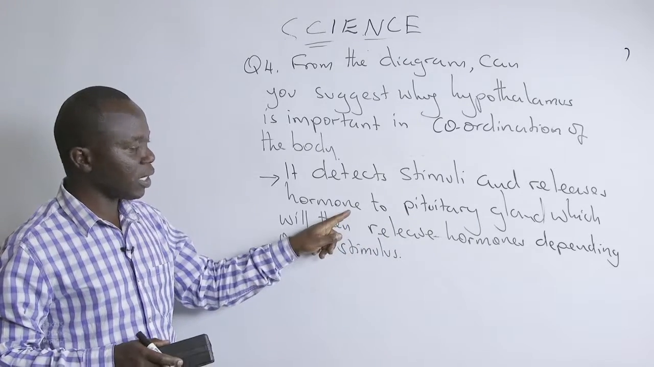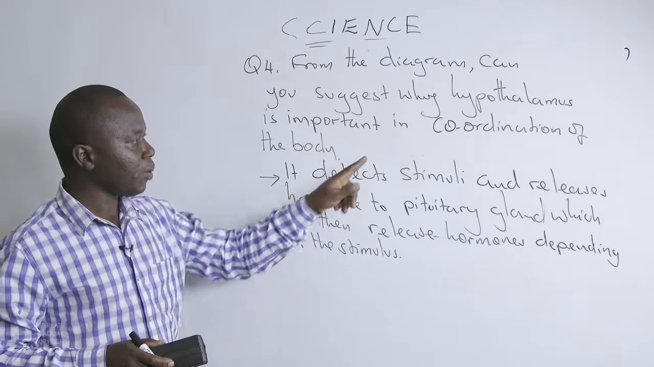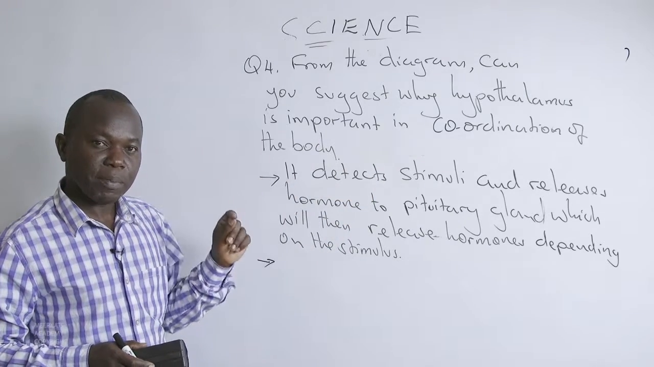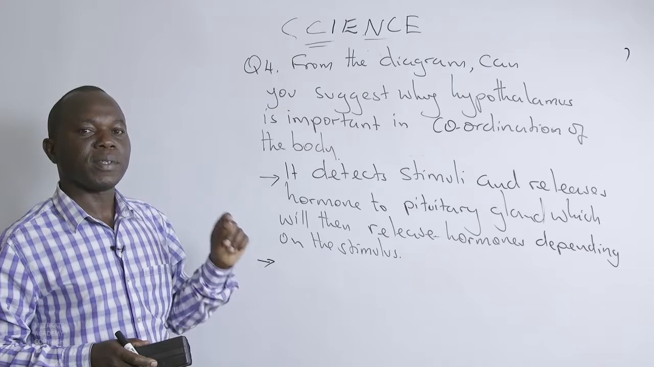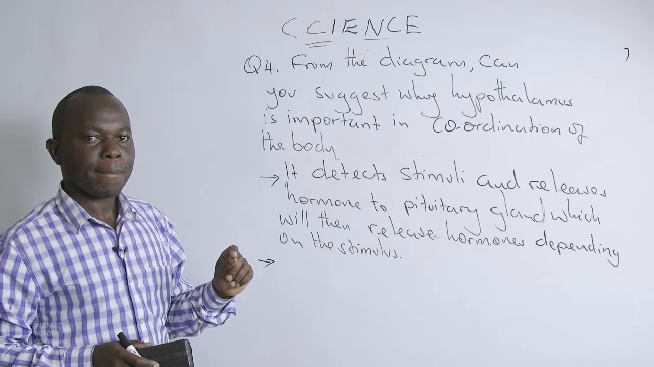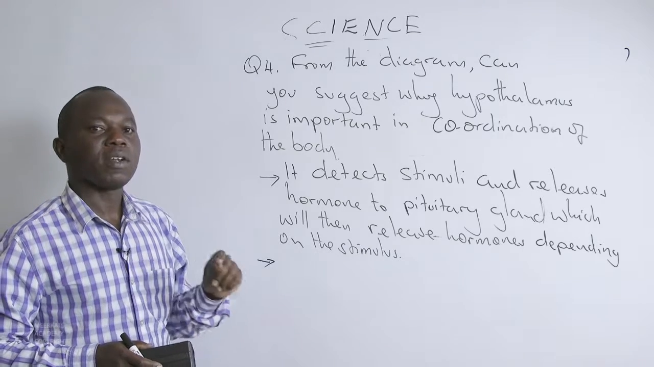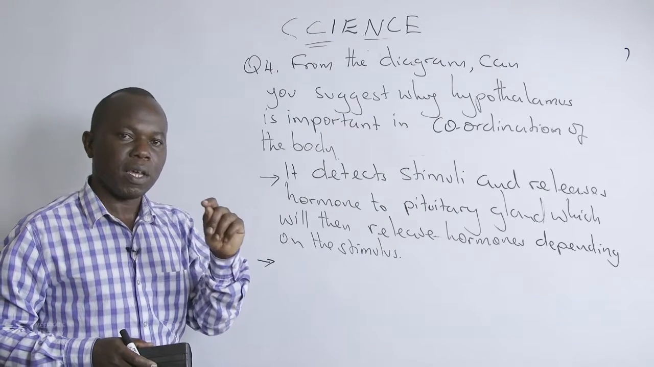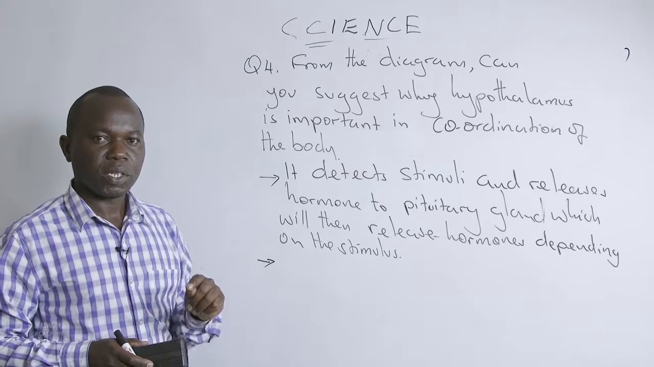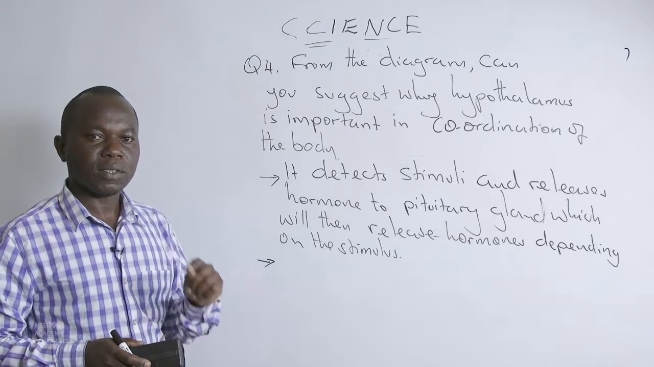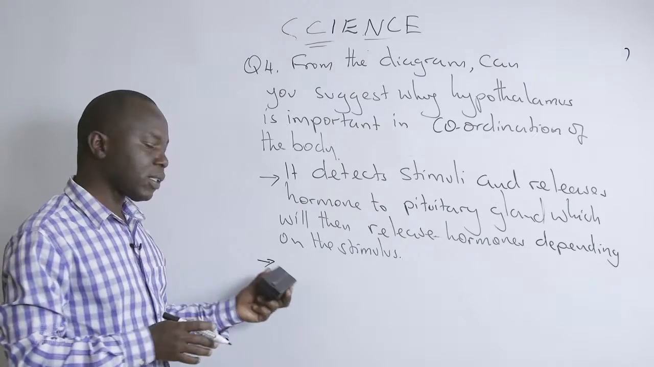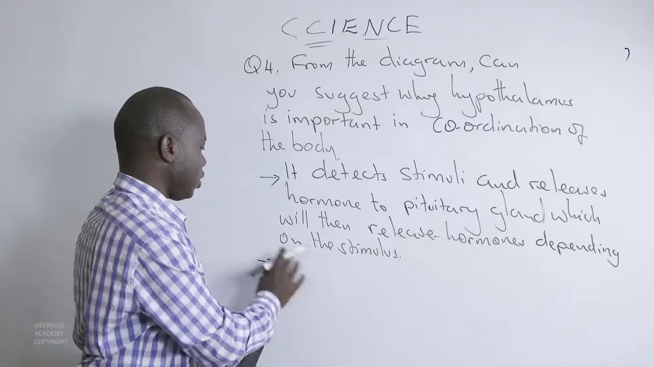Sometimes instead of releasing a hormone, the hypothalamus can release a nerve impulse directly to the gland. And in this case, in our diagram, we have the adrenal gland. The adrenal gland will now release hormones, adrenaline and aldosterone.